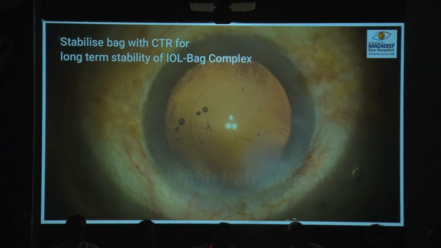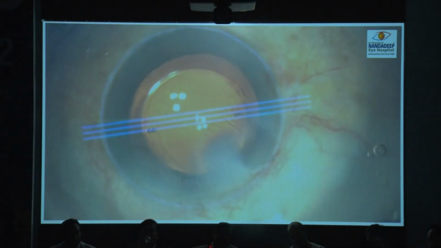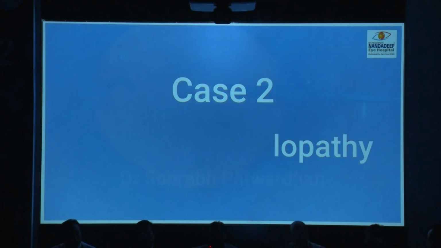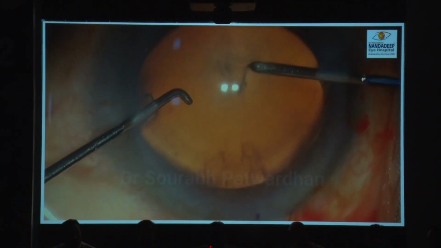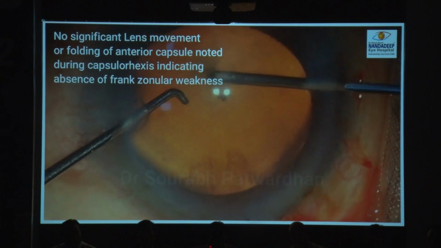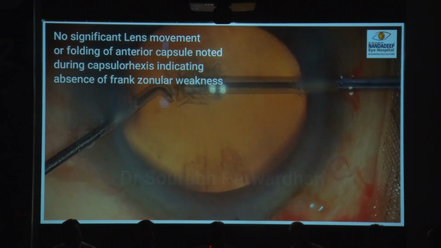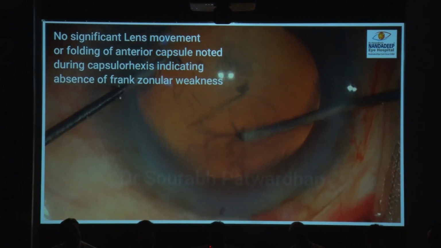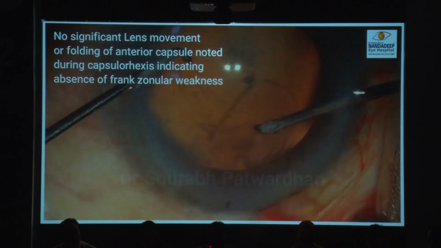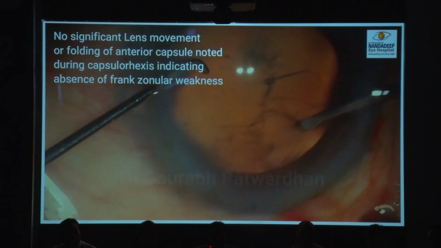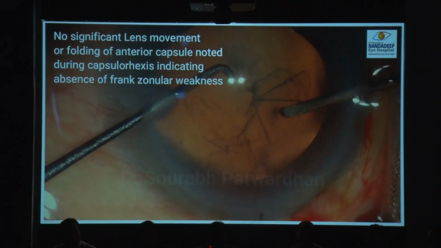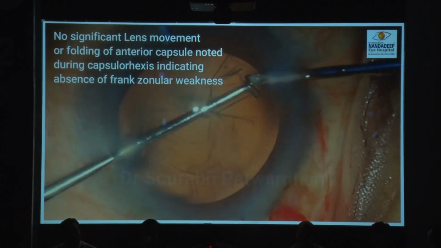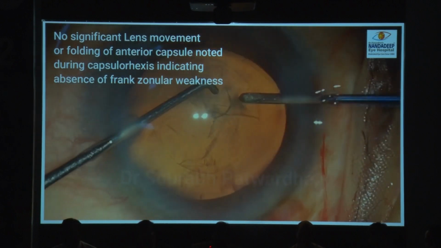So after seeing this case, we'll compare it with another case, which is a case of posterior zonulopathy. To begin with, you can see the capsulorhexis appears to be going on well. No significant lens movement again, indicating no diffuse zonulopathy. Some amount of folding of the anterior capsule, but again not very severe, and there is no frank zonular weakness in this case as well.